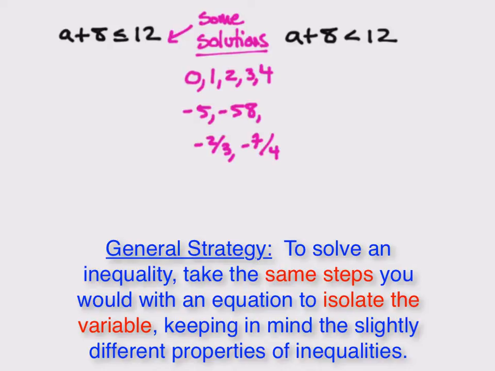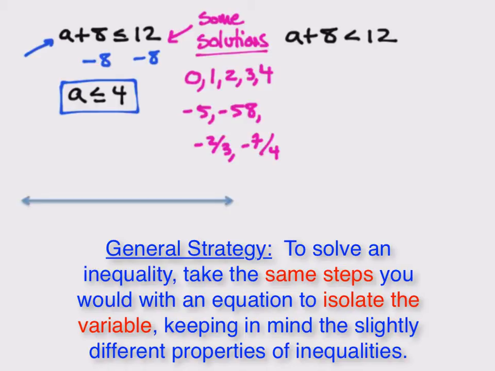So in this case, we're looking to isolate a, and I bet you know exactly how to do that. Let's just subtract 8 from both sides of the inequality. And so we find that the solutions to this inequality are any number less than or equal to 4.